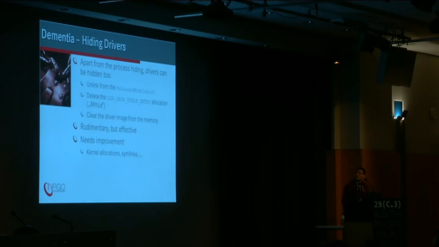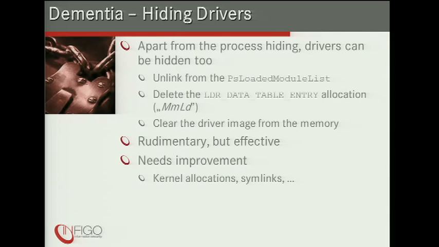Okay, so another thing that Dementia does apart from hiding processes is driver hiding. This support is rather weak and rudimentary, but it's effective nonetheless. I hide the drivers by unlinking the driver entry, the loader data table entry, from the PS loaded module list. I delete the MMLD allocation itself, so the loader data table entry itself, and I also delete the driver image in memory. As I said, this is very simple. It's definitely not a complete solution, because there are lots of other elements of drivers that need to be hidden also. For example, driver pool allocations, kernel pool allocations are not hidden, and this is actually a difficult thing to do.